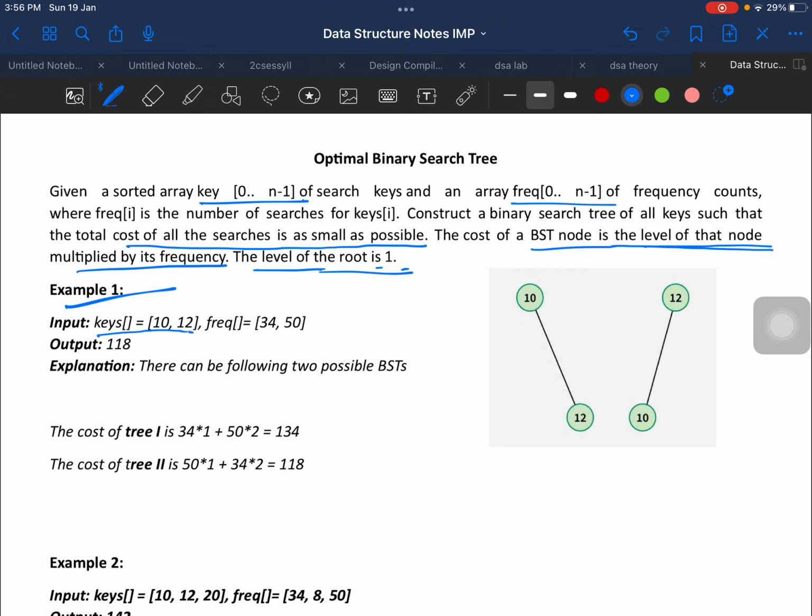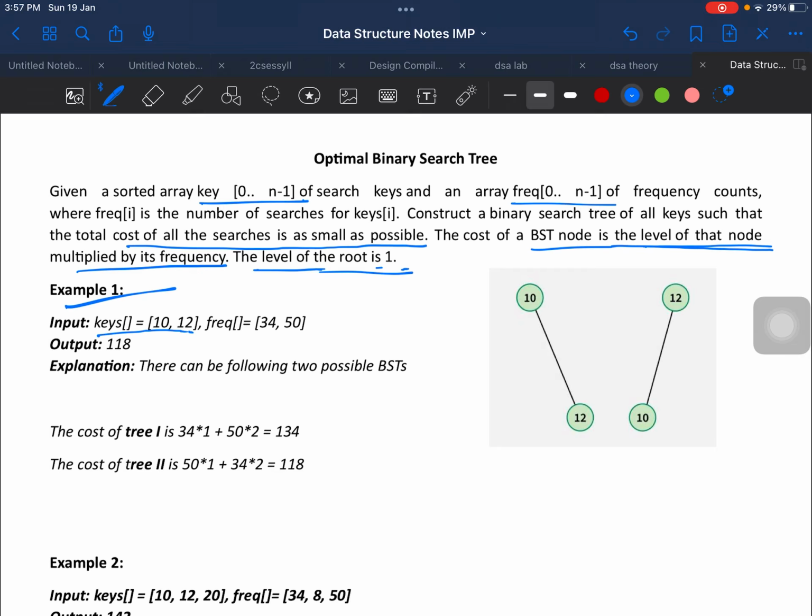I will tell you how to draw the OBST, but you have to satisfy the property of BST, that is binary search tree, meaning the right element is greater and the left element is smaller than the root.